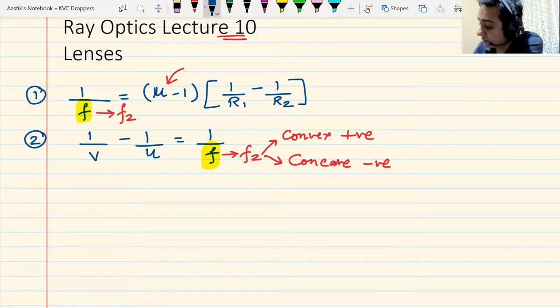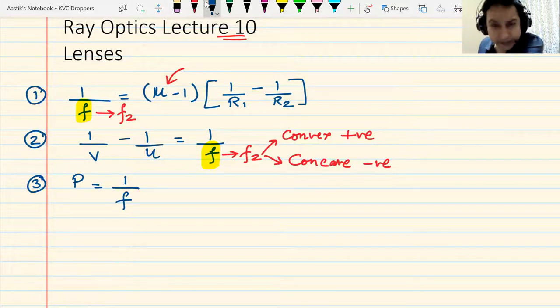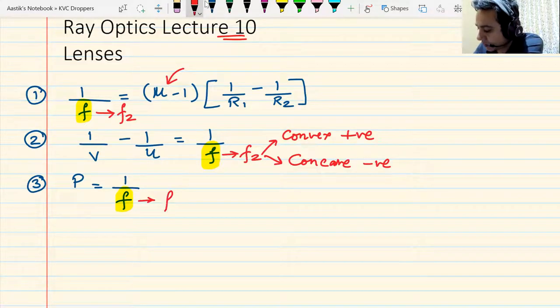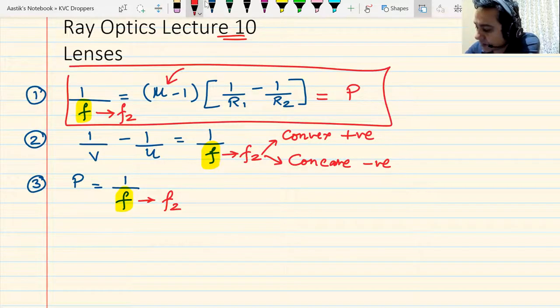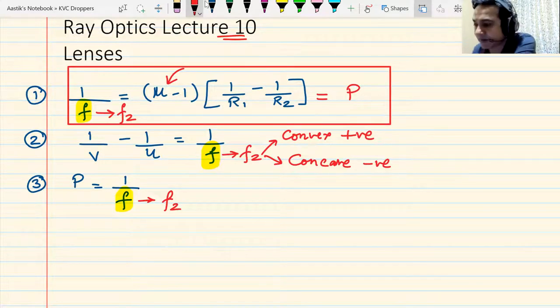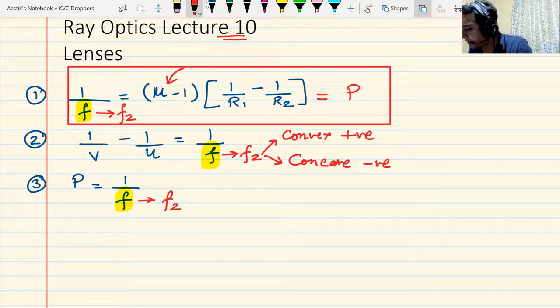Great. Similarly, we have seen that the power of a lens is given by the formula 1 by F, where again, F stands for which focal length? The second focal length. So this formula can be written as the formula for power. Am I clear with this? Instead of writing it as 1 by F, I can simply write it as P.